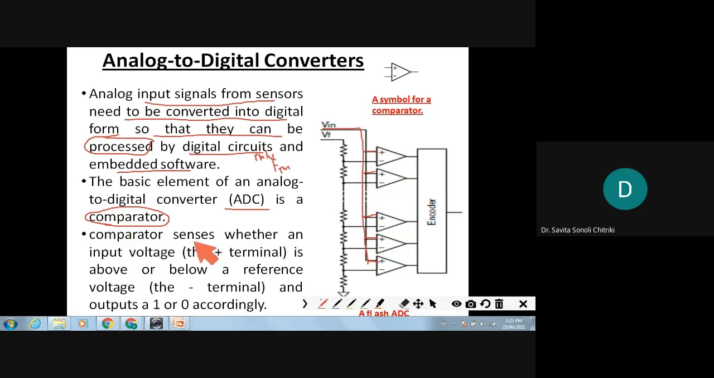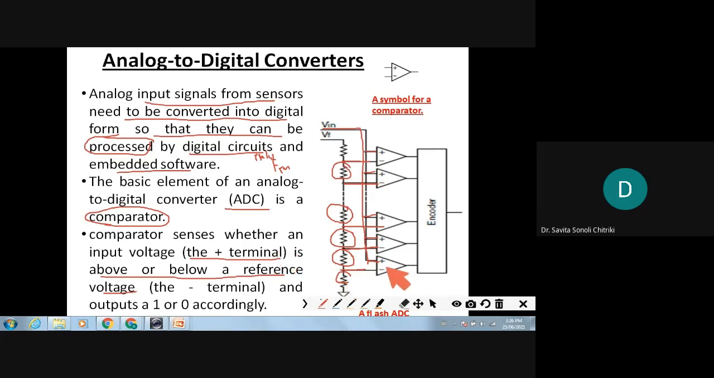Then the comparator senses whether... you have done all this using op-amp comparators in the analog class, in the ADC class. Yes, ma'am. So the comparator senses whether an input voltage, which is connected to the plus terminal, is above or below the reference voltage. It keeps a reference voltage, Vref, right? Here the reference voltage for each next comparator is going through a resistor. So always when it goes to the next one, there will be a voltage drop here, right? Finally it is connected to the ground here.